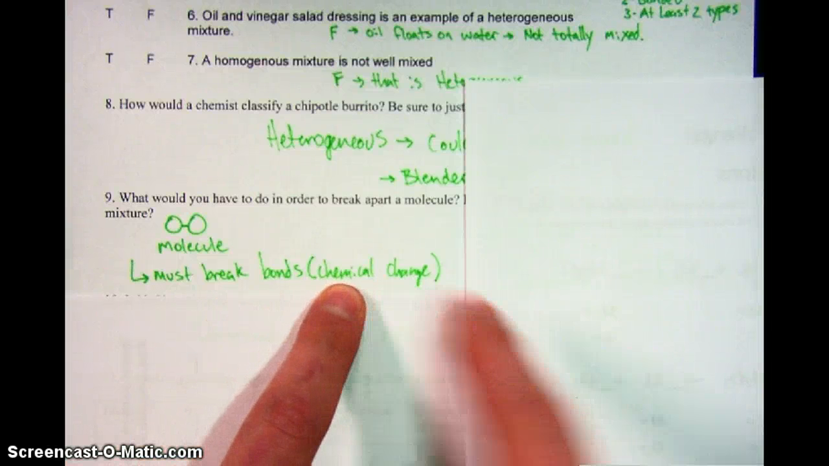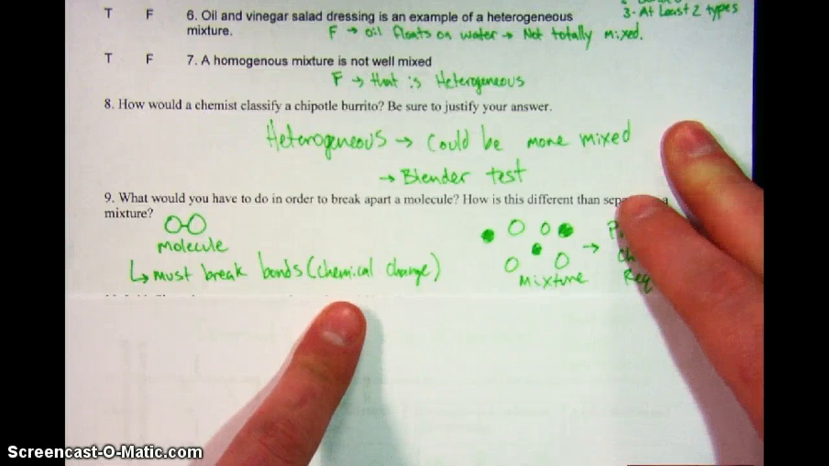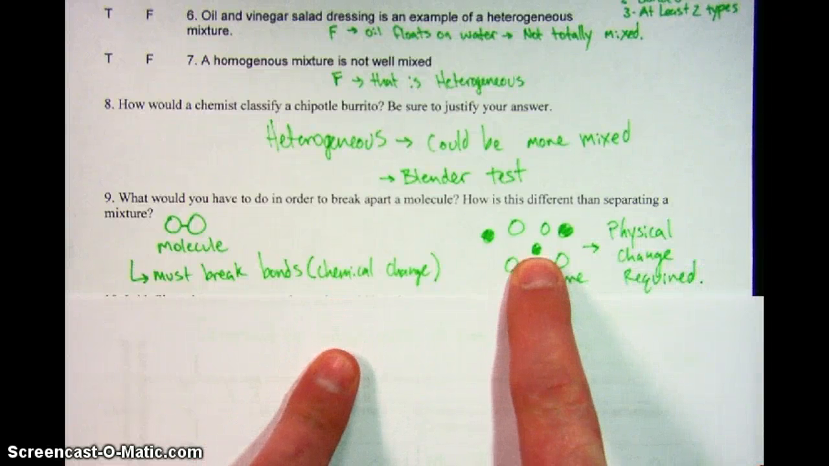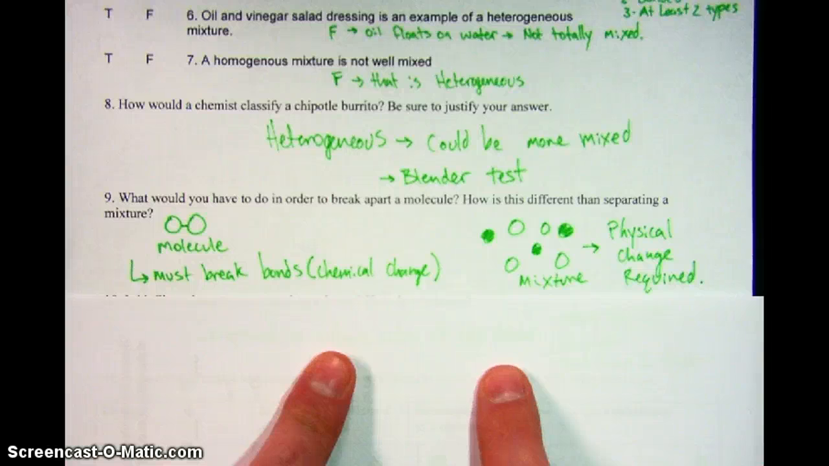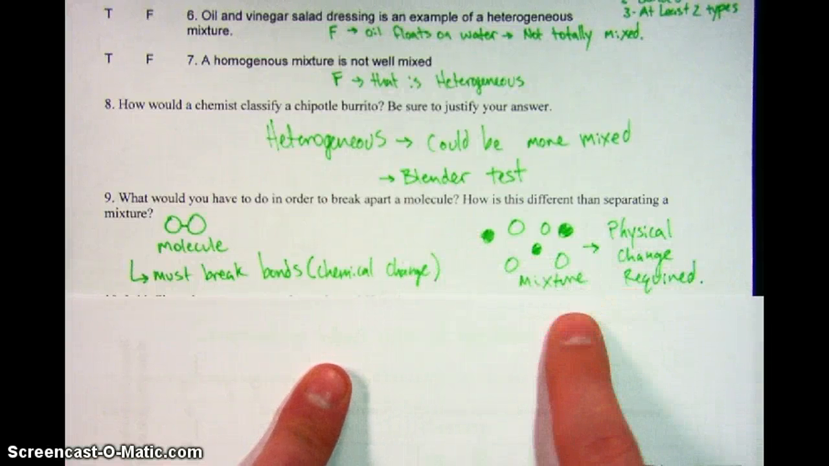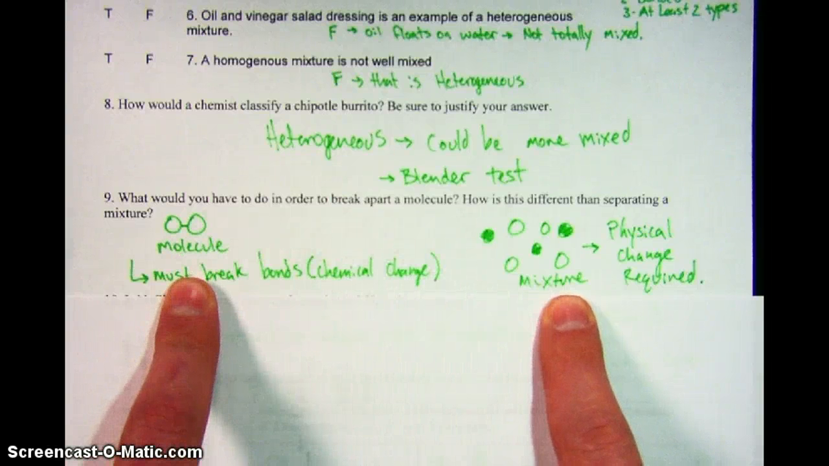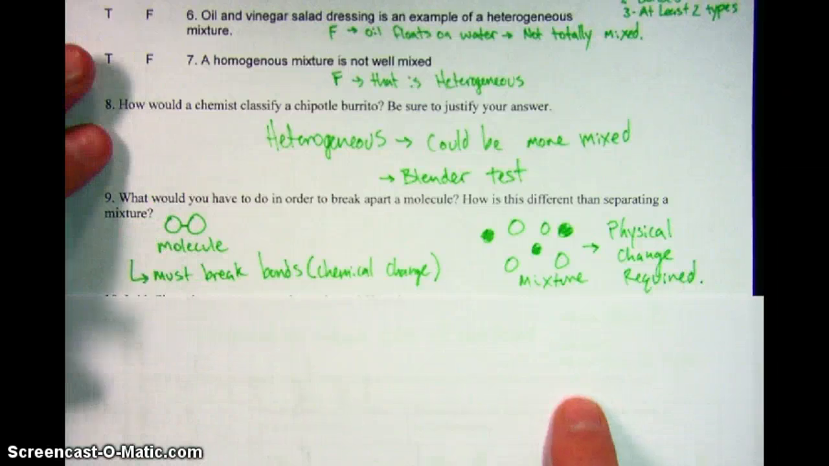Well, for mixtures, here's my mixture. If I wanted to get the dark green ones away from the white ones, what I would have to do is just physically move them. So over here, to separate a mixture, a physical change is required. Over here, to separate apart a molecule, a chemical change is required.